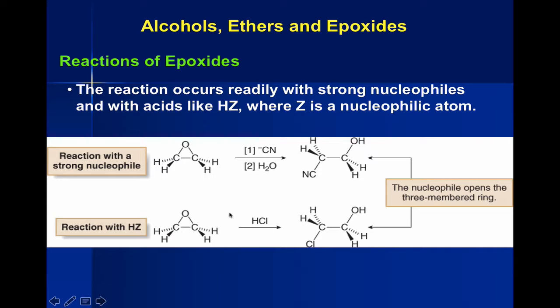You can also do this type of chemistry with strong acids. Of course, the strong acid will protonate the oxygen of the epoxide. The chloride can then function as a nucleophile, and you can open up to make these chlorohydrins. And notice the stereochemistry here is trans.